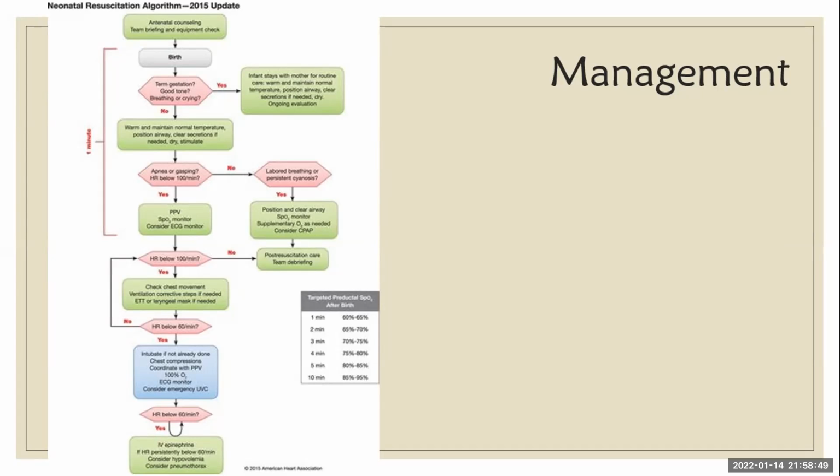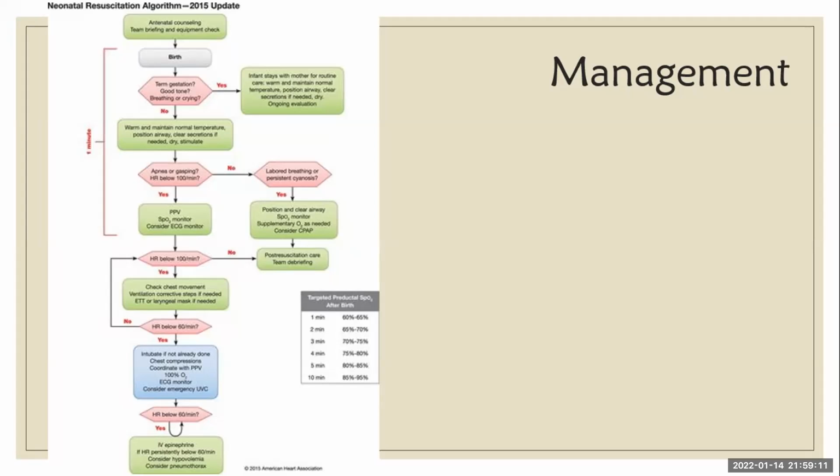So this algorithm that you shared is actually from NRP 7. This is an old one. We already have NRP 8, but NRP 8 and NRP 7 are only a bit different. So it's okay for you to present this old NRP algorithm. That's fine. Okay, so which baby needs resuscitation?